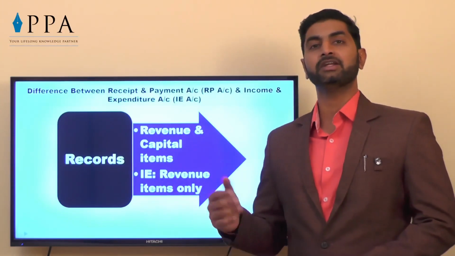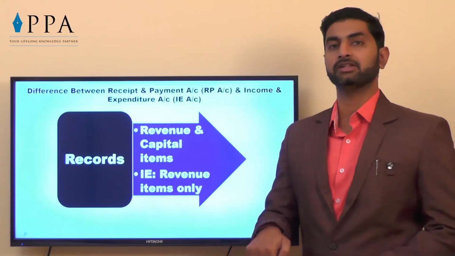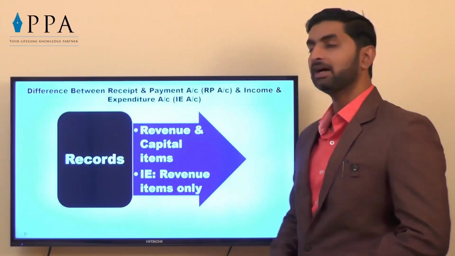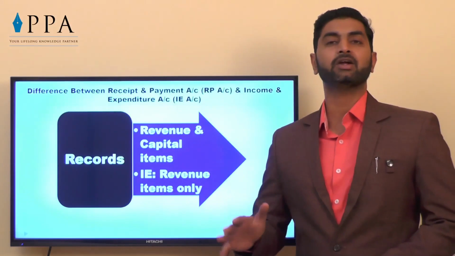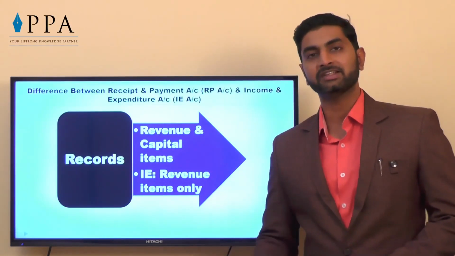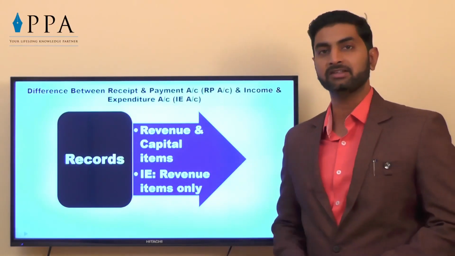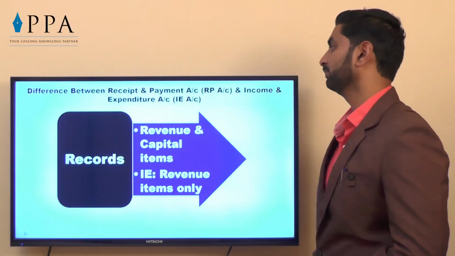If fees is received, it is a revenue item, it is also recorded in the receipt side, while the IE account records revenue items only. That means it will never record loan taken or fixed asset purchase. Revenue, day-to-day activities are recorded by the IE account.